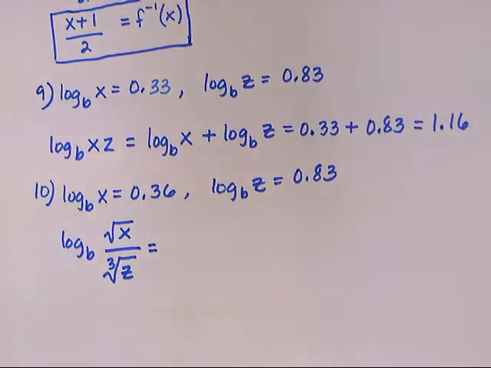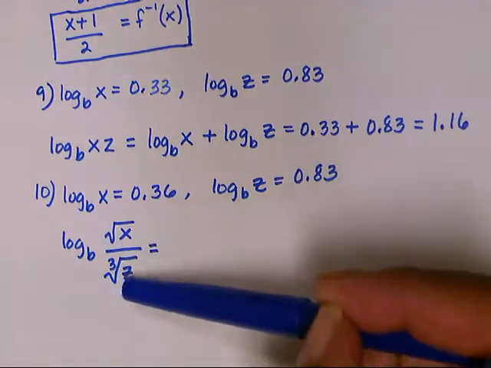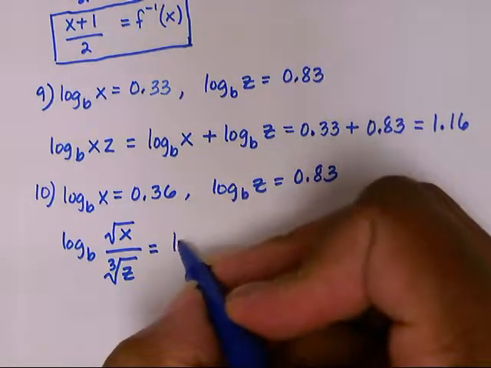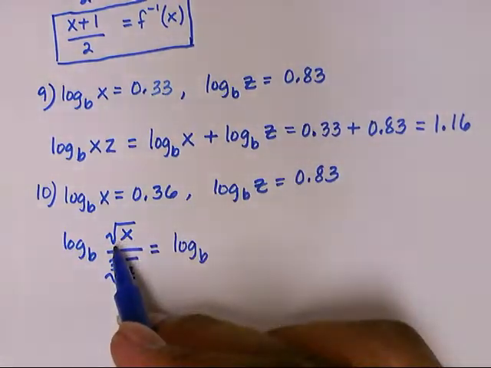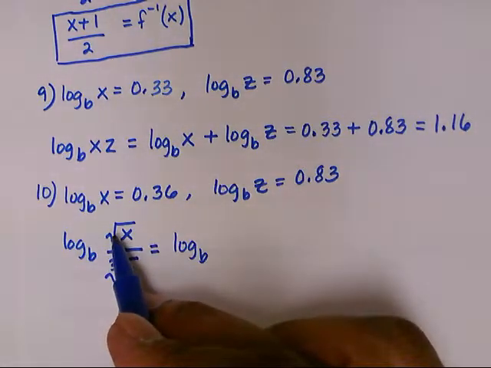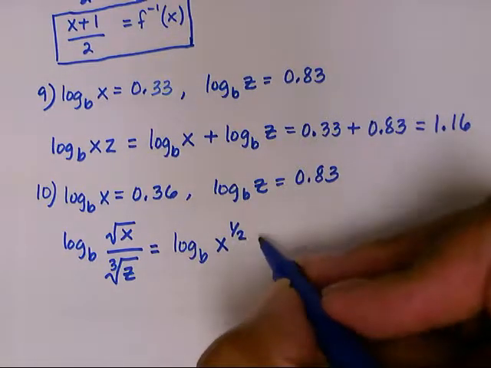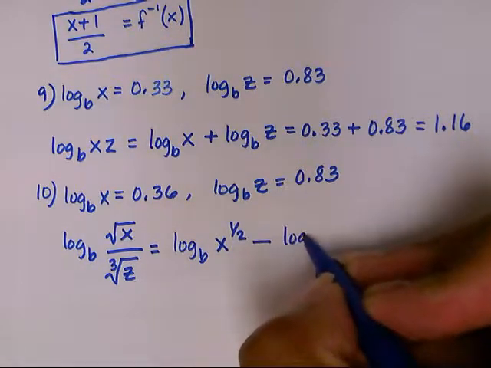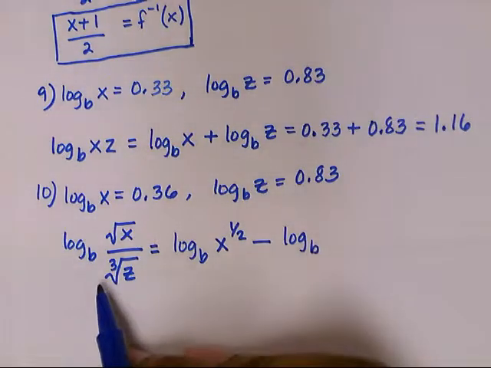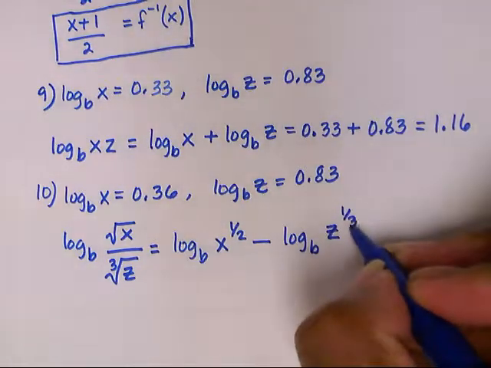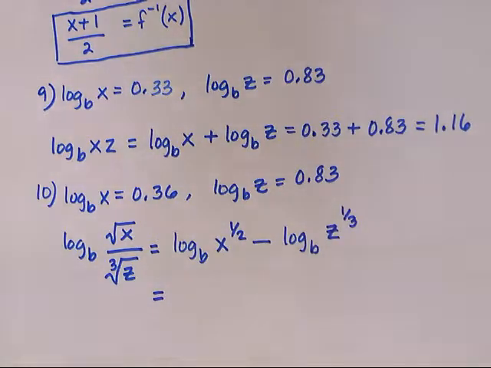In this case, we need to apply the quotient rule first. Because we have the log of a quotient, with a numerator and a denominator, we can expand that as a difference of the individual logarithms. So here, I'm going to expand that as log to the base b of the square root of x, which I write in exponential form as x to the 1/2, minus log to the base b of the cube root of z, which I write as z to the 1/3.